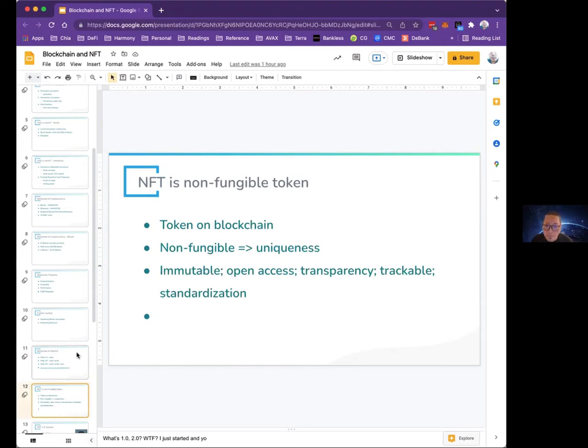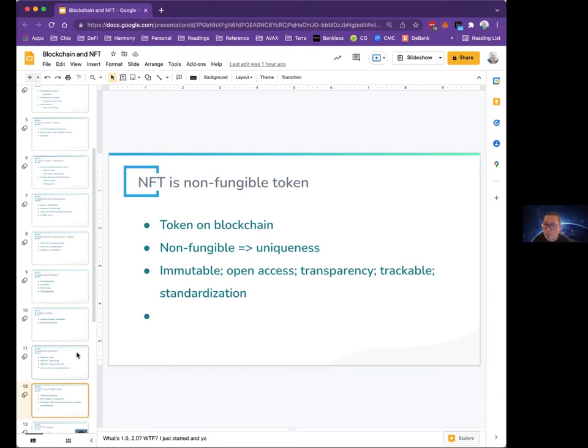So then we cover the NFT here. NFT is actually the vehicle for the Web 3.0 area. So previously we talked about the token. We're talking about the cryptocurrency, right? So Bitcoin or Ethereum or Dogecoin or other coins.